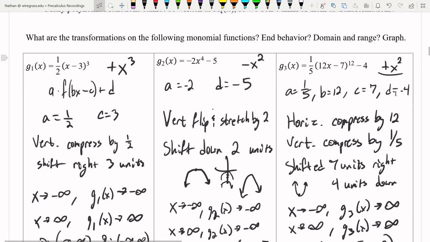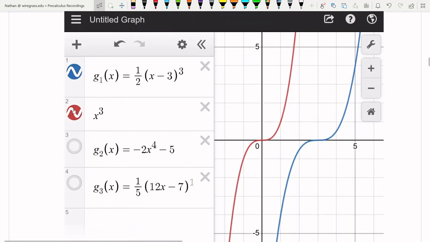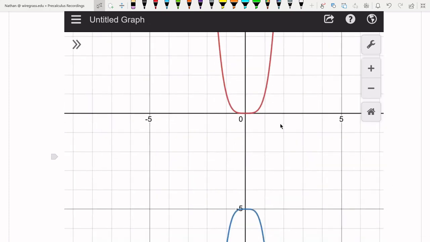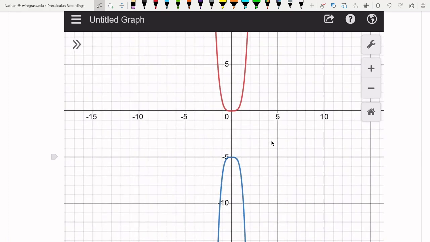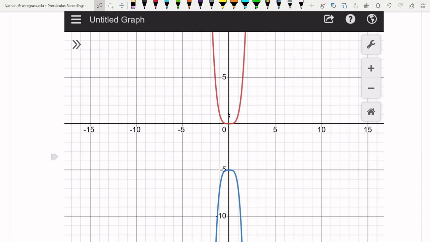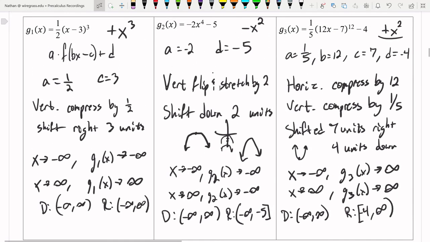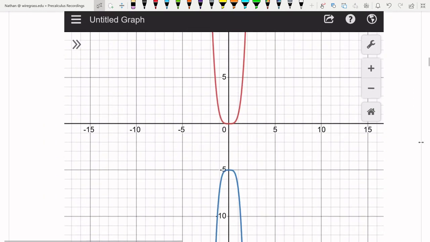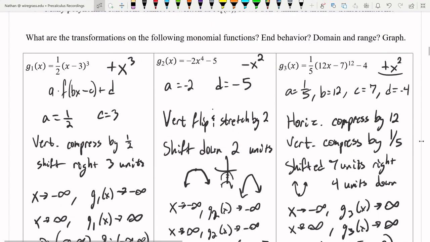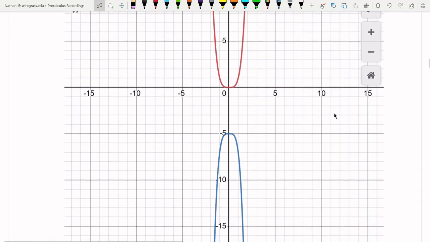Okay, for the next one, g2 of x is negative x to the 4th. Here are both of these. The red, once again, is just x to the 4th power. And this is our transformed function. You can see up here we had a vertical flip and stretch by a factor of 2, and then a shift downward of 5 units. Sorry, I said 2 before. D was negative 5. That's the confusion there. Shift downward of 5 units.